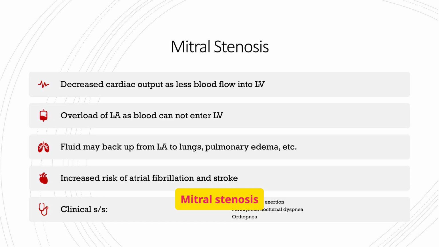Mitral stenosis leads to decreased cardiac output due to reduced blood flow into the left ventricle. The left atrium becomes overloaded, and fluid can back up into the lungs, causing pulmonary edema. This increases the risk of atrial fibrillation and stroke. Patients may experience dyspnea with exertion, paroxysmal nocturnal dyspnea, and orthopnea.